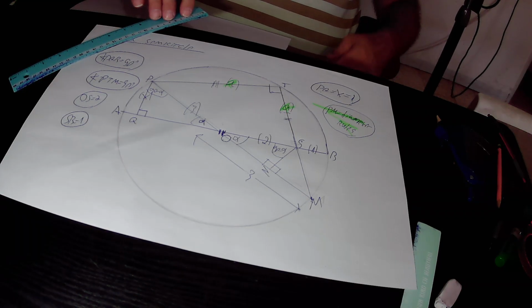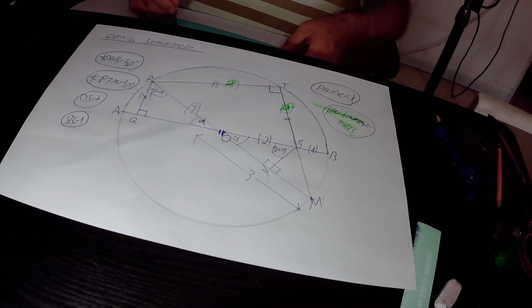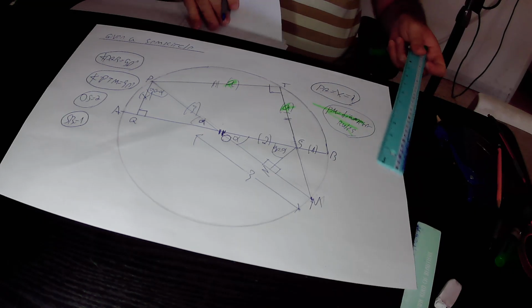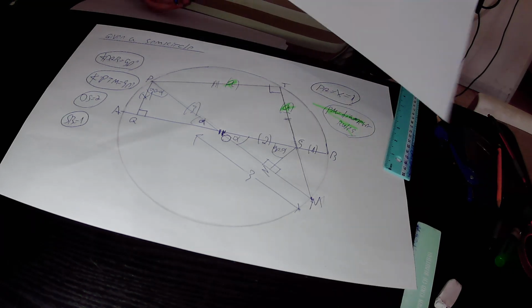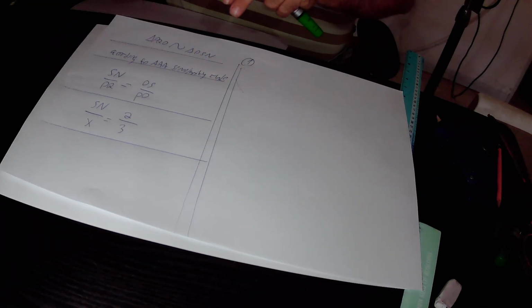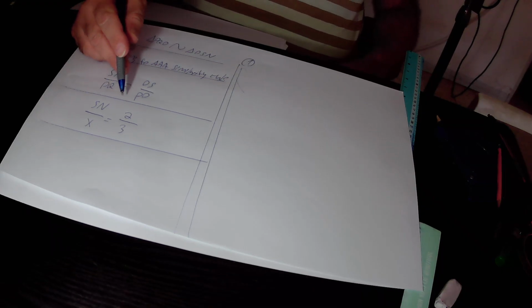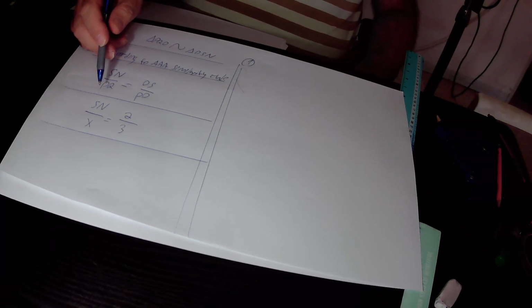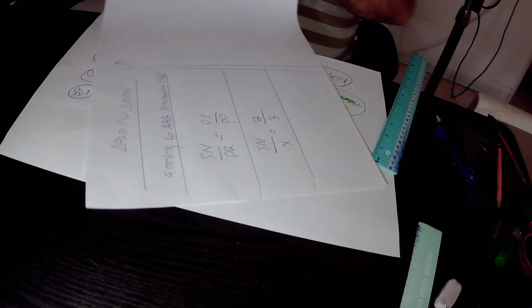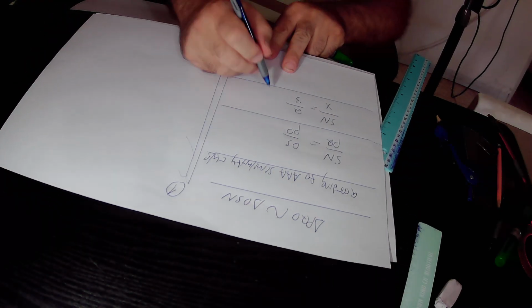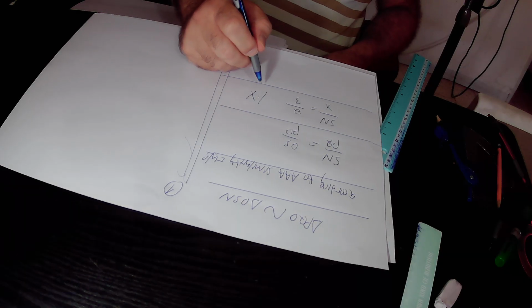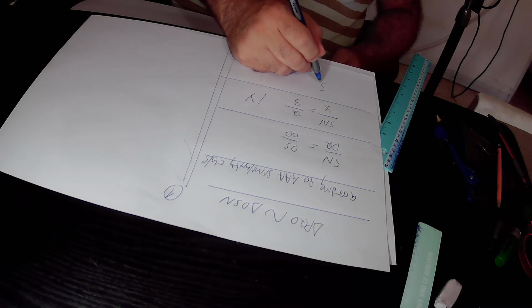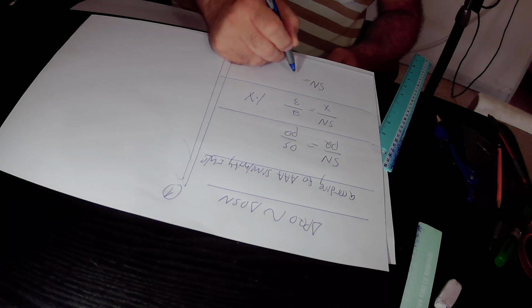So in total, we should find out that SN over X equals 2/3. Here we will multiply this equation by X. And we get that SN, the missing side SN, is equal to 2/3 X.